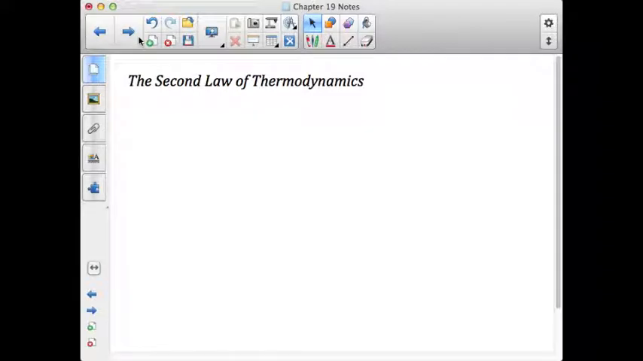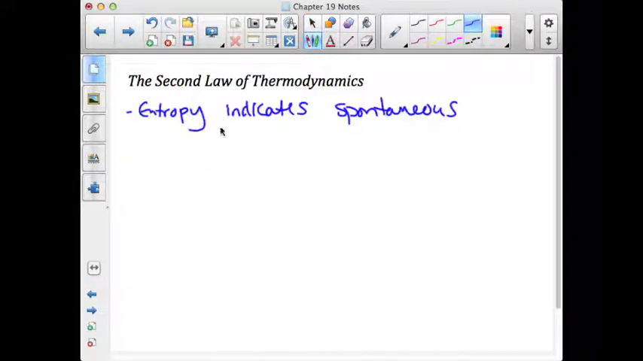Okay, second law, last couple things here. Second law of thermodynamics: entropy indicates whether a process is spontaneous or not. So we can use entropy to tell whether something is going to be spontaneous. If I have a positive S, that means my final is more disordered than initial.